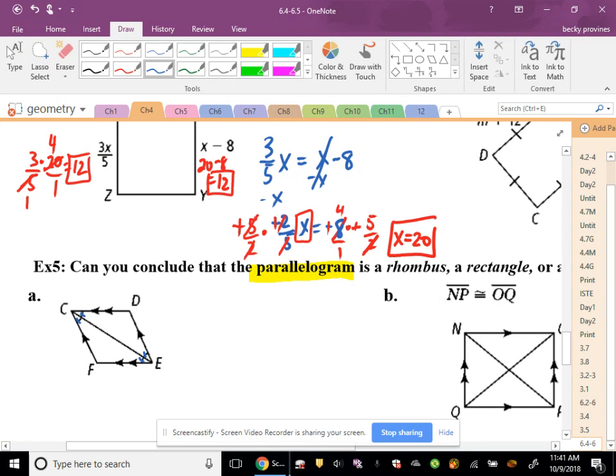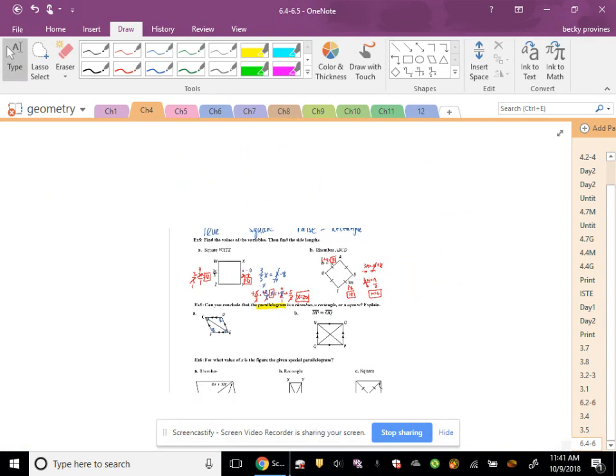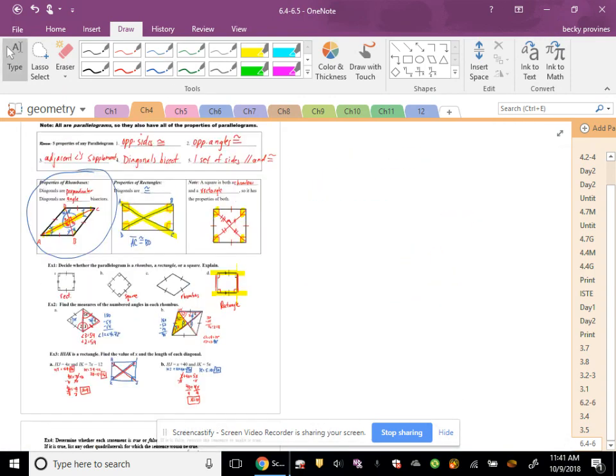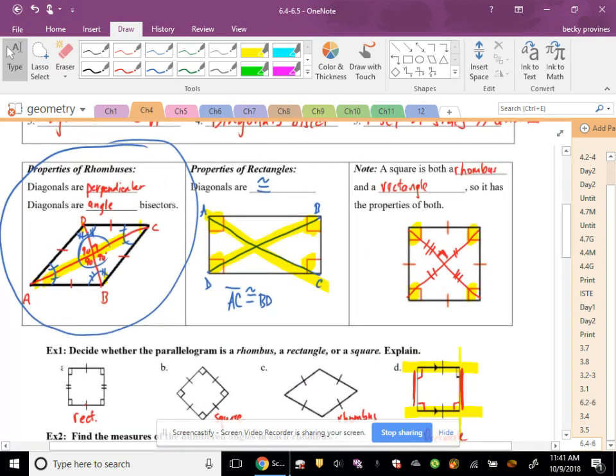Now, I can use the third angle theorem that says if two angles are the same as two angles in another triangle, then the third angles have to be congruent. Okay, so I know opposite angles are congruent. So let's go back and look. Can we conclude from this that it is a rhombus, rectangle, or square?